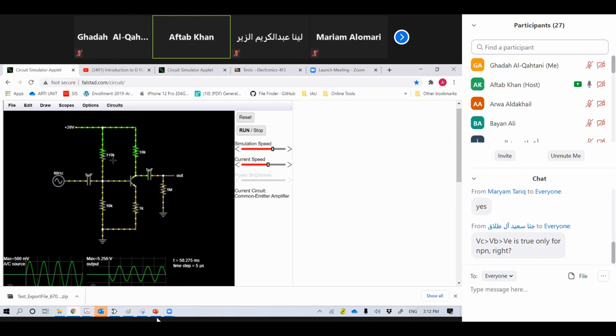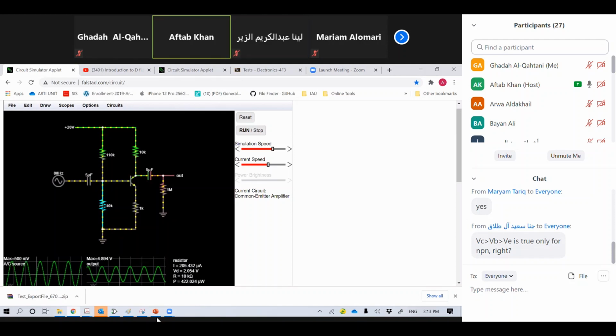Do you remember yesterday I taught you voltage divider biasing? Did I explain to you voltage divider biasing? We connected two resistances here so that we can replace a battery, correct? These two resistances at the base. So how much is the VB? VB is the voltage drop across 10K. Did I explain this? Yes.